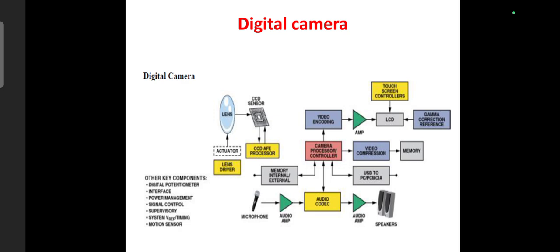Next is aperture, which controls the amount of light entering the camera. We can compare it to the pupil of the human eye. In bright sunlight, the pupil becomes smaller to reduce light entering the eye, while in darkness it becomes larger to allow more light. Similarly, the aperture automatically adjusts depending on the lighting conditions.